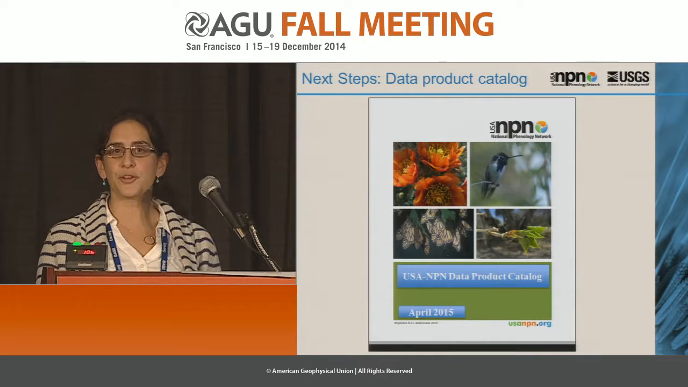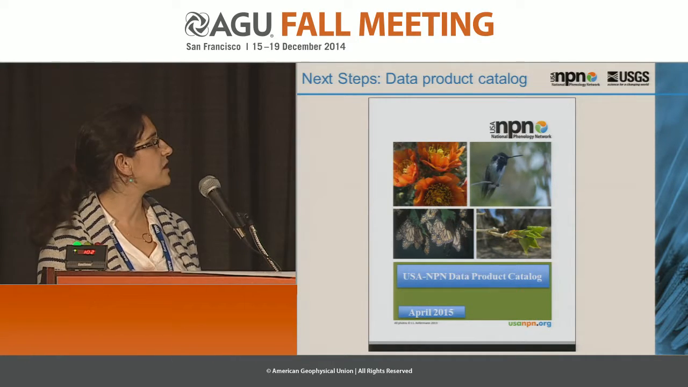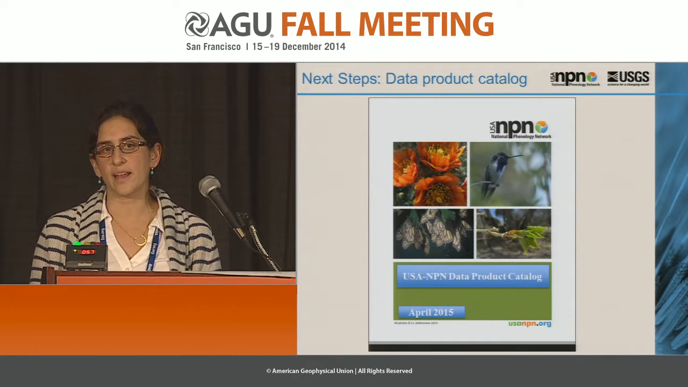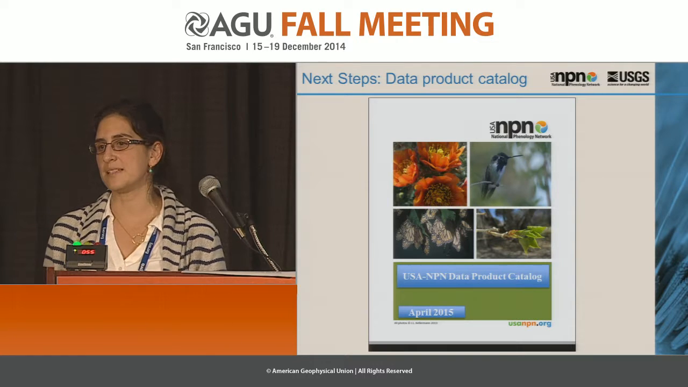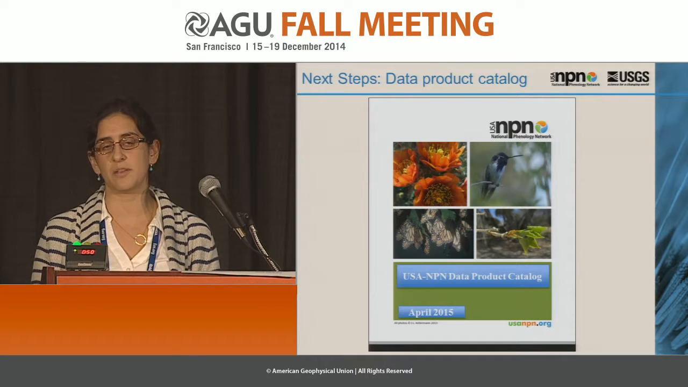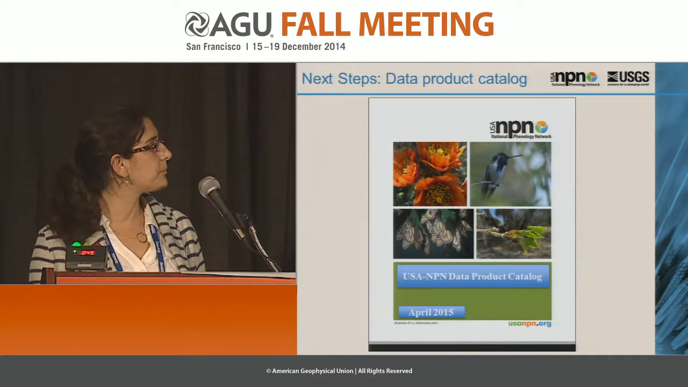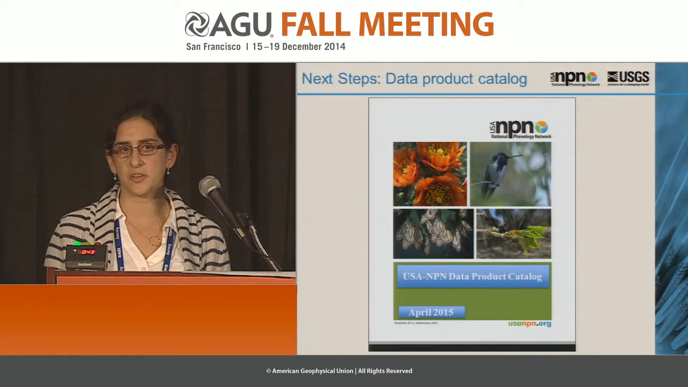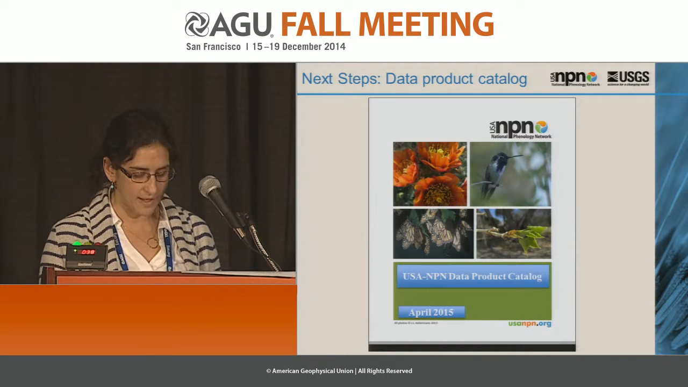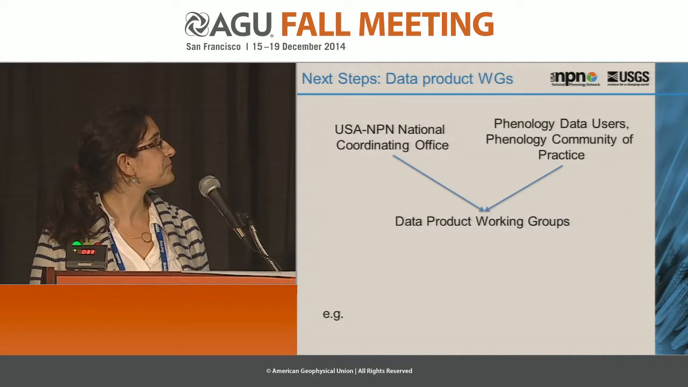Our next steps include coming out with a data product catalog. We've been working really hard to put together this document that describes in detail all of the products and subproducts and data product suites that we envision doing. Some of them we're doing in-house, but many of them we're going to be relying on the phenology data user community to work with us and develop. And this is going to be available in the next few months, and we're going to be reaching out to you all, the data user community, for feedback and ideas and interest.